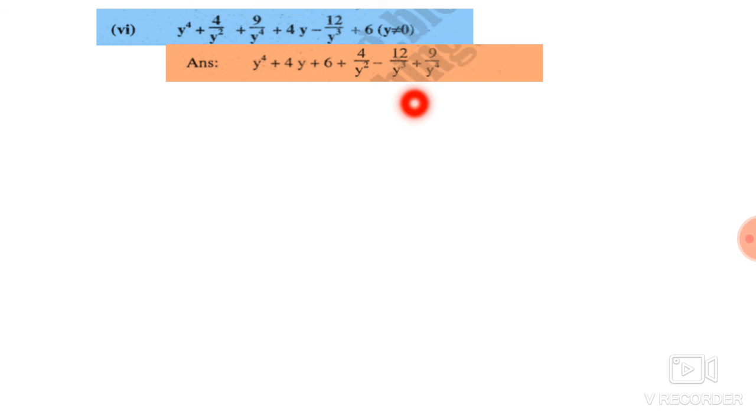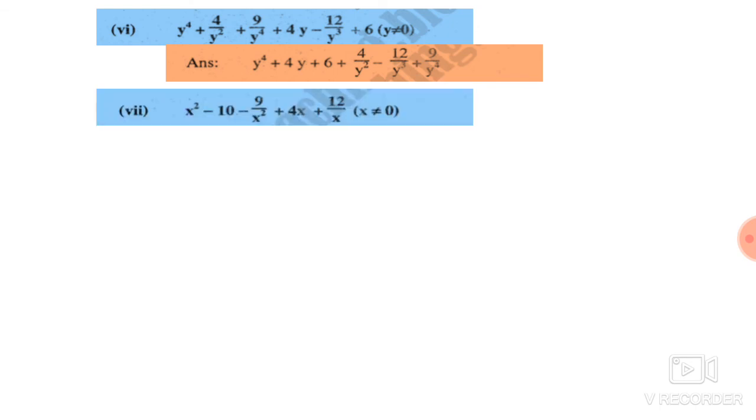Please keep in mind that minus 2 is greater than minus 4. When numbers are negative, then the small value is actually the bigger one, and the bigger value is actually the smaller one. So minus 2 is greater than minus 4. That is why we have written 4 upon y square first and 9 upon y exponent 4 at the end. In the exact same way, we will solve the remaining part.